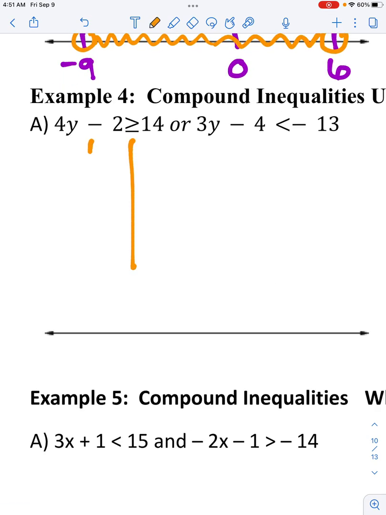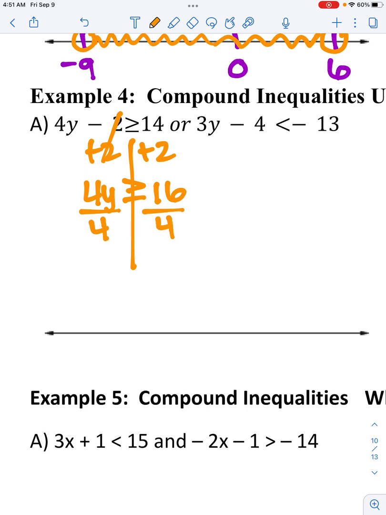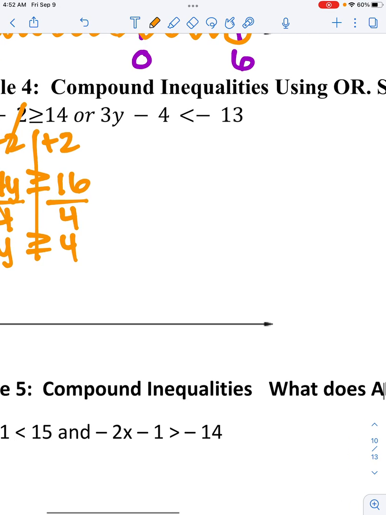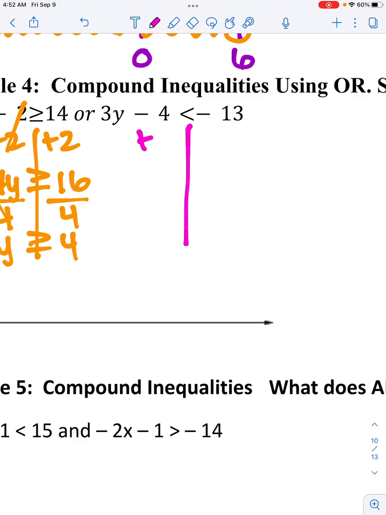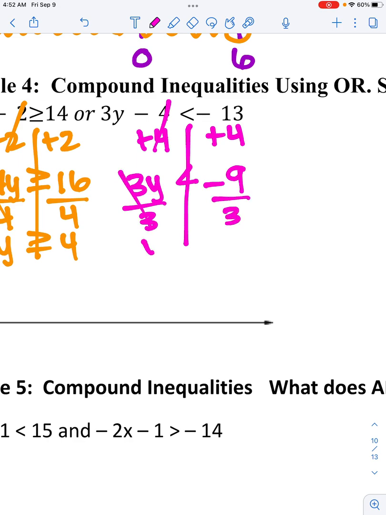Okay. So add 2, and then 4y would be greater than or equal to 16, and then divide by 4. So y is greater than or equal to 4, and then I'll do this inequality over here. So I'll add 4 to both sides, and then 3y is less than negative 13 plus 4, which is negative 9. And then I'm dividing by positive 3, so I keep the symbol going that direction.